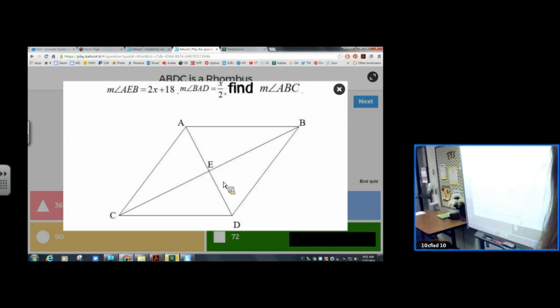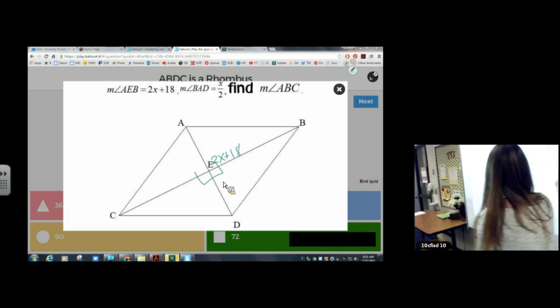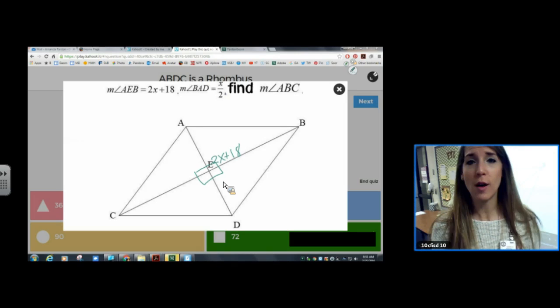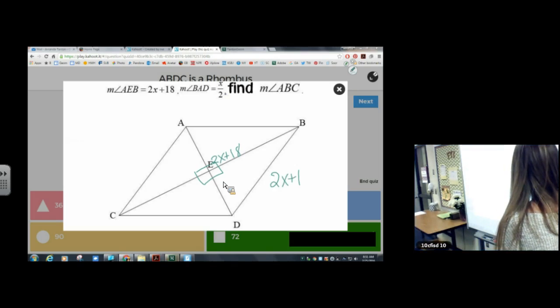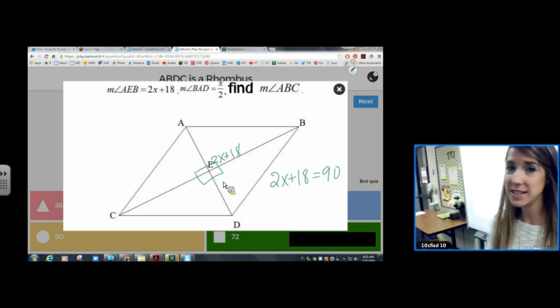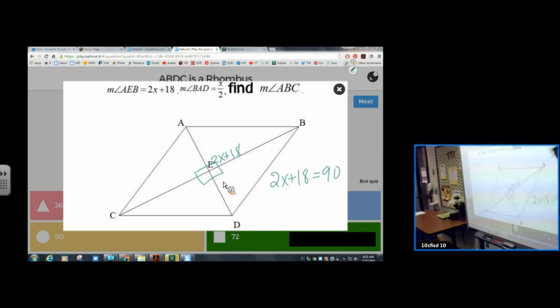All right, let's look at this one really quickly. AEB is 2x plus 18. Guys, this is a rhombus. So I would stop right there and I would solve for x. 2x plus 18 equals 90. You have to know that in a rhombus and a kite, the diagonals are perpendicular. So 2x plus 18 equals 90. X equals 36. Okay, now we can keep going.